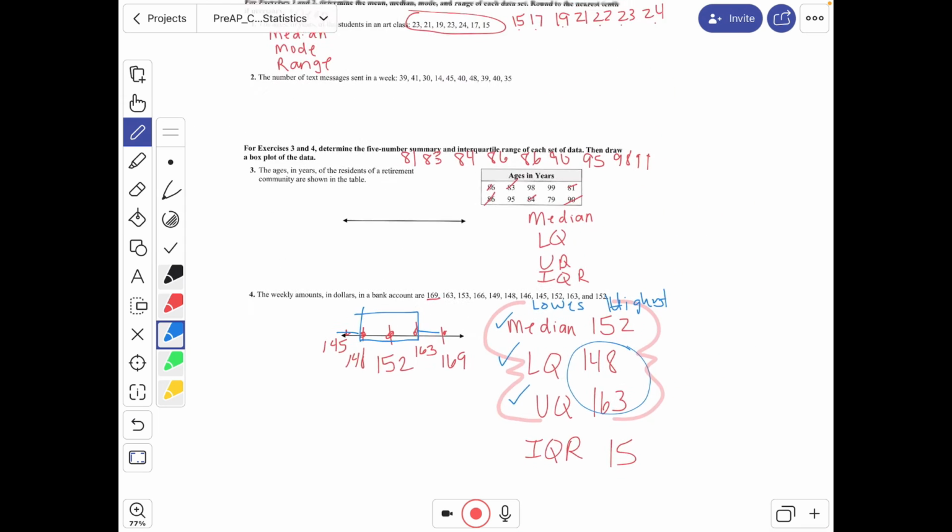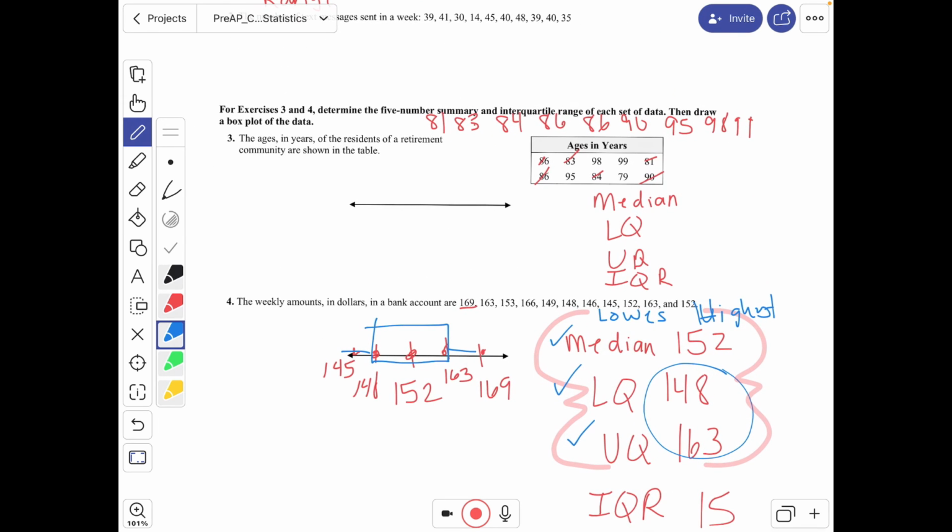So that's what you're going to be looking for on number 3. You're going to find the median, the lower quartile, the upper quartile, and you're going to put them on the number line. And there's several number lines to choose from.